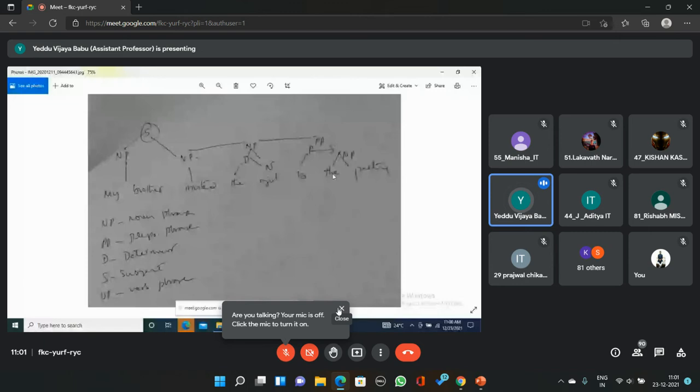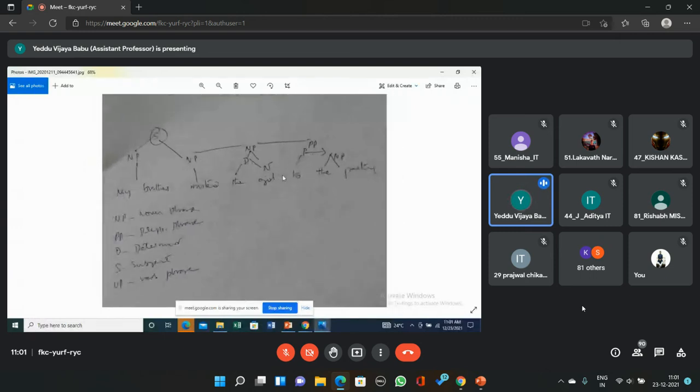Here the subject comprises a noun phrase and verb phrase. At the same time, a noun phrase is a combination of determiner and noun form. Like that we have to segment. Listen once again. My brother, the entire segment of the subject, comprises a noun phrase and verb phrase. Then again, one more noun phrase. How many noun phrases are present here?